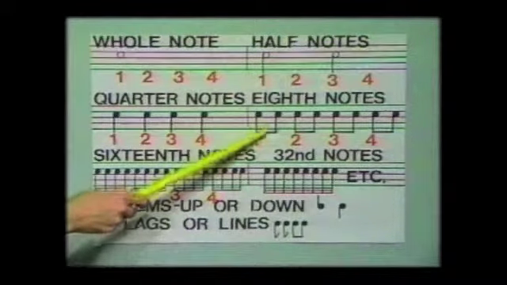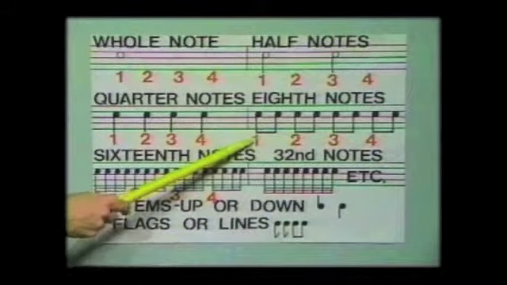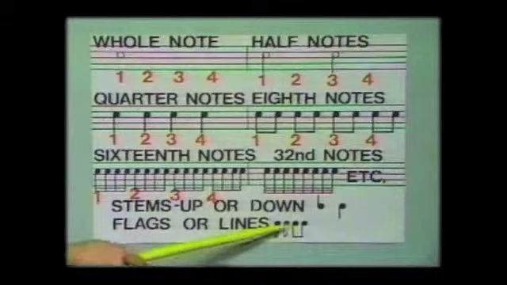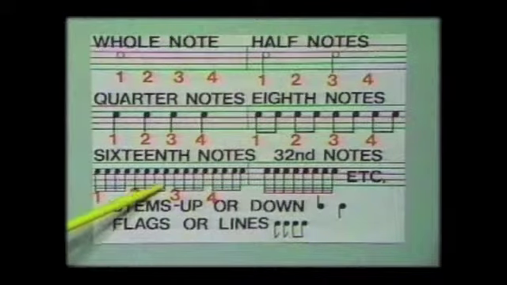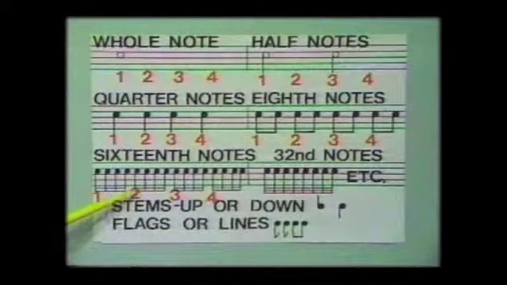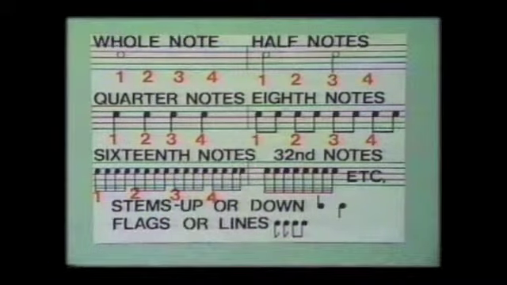Now if you notice, for eighth notes, 1 line, or down here as you see, 1 flag, would give you the indication that it's an eighth note. 16th notes, you'd have 2 lines attaching the notes, or the stems. 2 lines or 2 flags is a 16th value, and as you can see here, 3 lines, or 3 flags, will be a 32nd value.